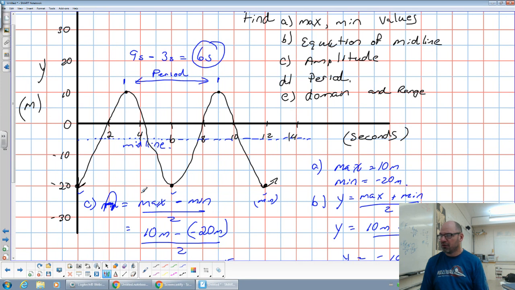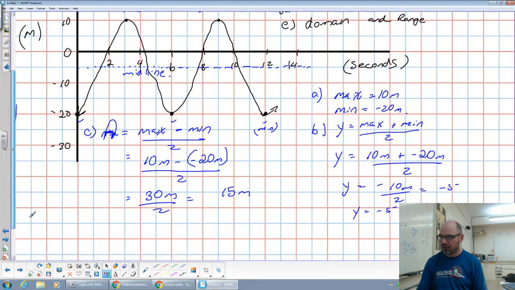And the last one, the domain and range. Okay, the range is the values of y, and the domain is the value of x. So as you can see, the domain is, because we got arrows on both ends, from negative infinity to positive infinity. So we'll move this down a little bit here so we can do this. So the domain, all values of x.